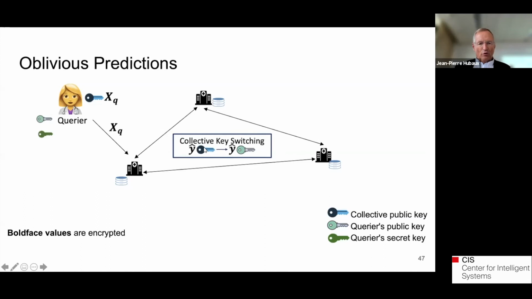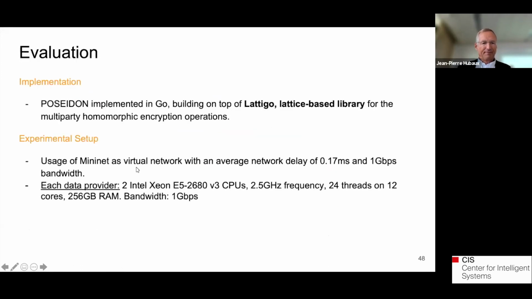Then there is the so-called collective key switching, because we have to switch from the crypto key of the query to the collective key of the system itself. Then the result is brought back to the querier, and at the end of the process it is going to show up at the querier's computer encrypted under the public key of the querier, and as a consequence, the querier will be able to decrypt it. So then we have made an evaluation.